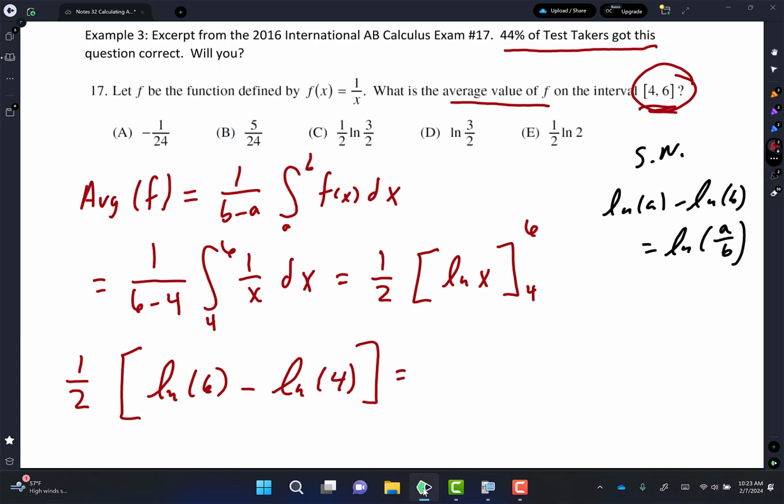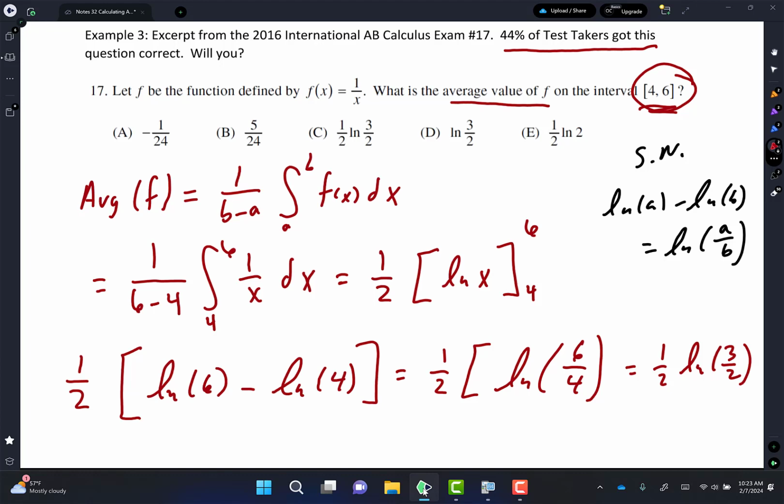So here we go. 1/2 ln of 6 over 4. 6 over 4 reduces to 1/2 ln of 3 over 2. I look for that. Is it in there? 44% of test takers got this right, and they had the whole year to do this question. We just started, and we already got it, hopefully. And if you didn't, it's okay.